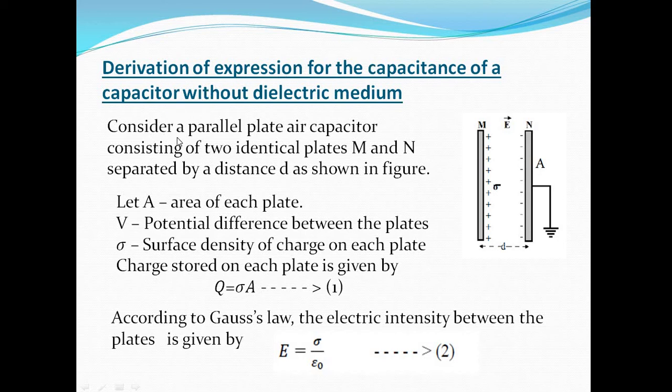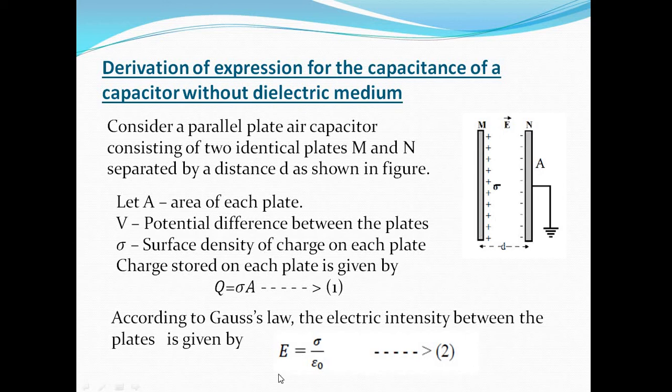Capacitance means what? Ratio of Q by V. This is charge here. Q we got. Now we need to find out what is V. Okay, students? So here, according to Gauss's theorem, the electric field between the plates E is sigma by epsilon naught. We derived this expression in the first chapter, students. Electric field due to the uniformly charged thin sheet.